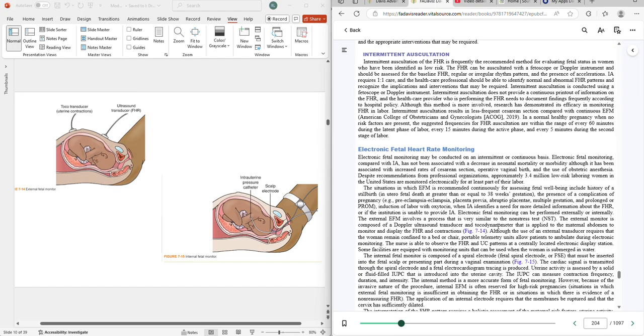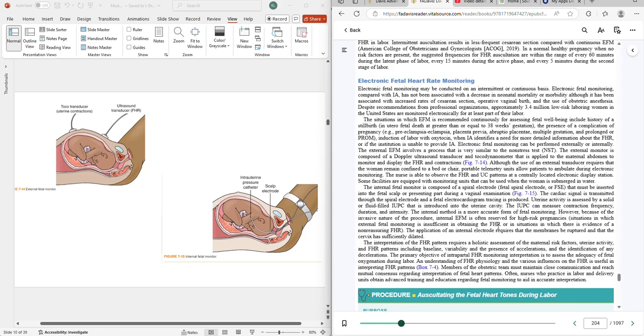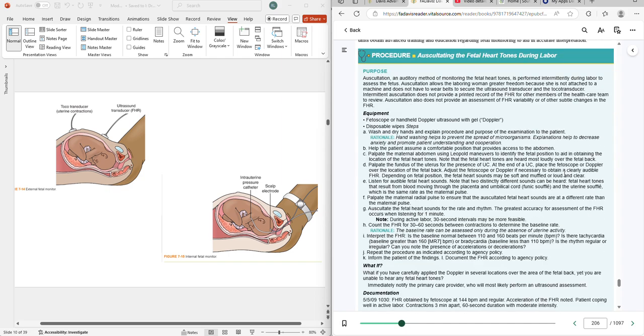So let's talk about the different monitoring devices for a mom. This is a long chapter, so it will probably be in 2 parts. We'll see how it goes. But 7 and 8 are long. So let's talk about the electronic fetal heart rate monitoring. Okay, there's 2 different kinds that we use.